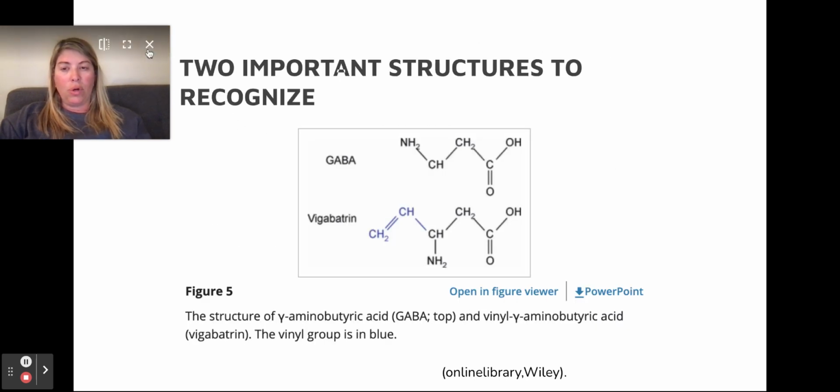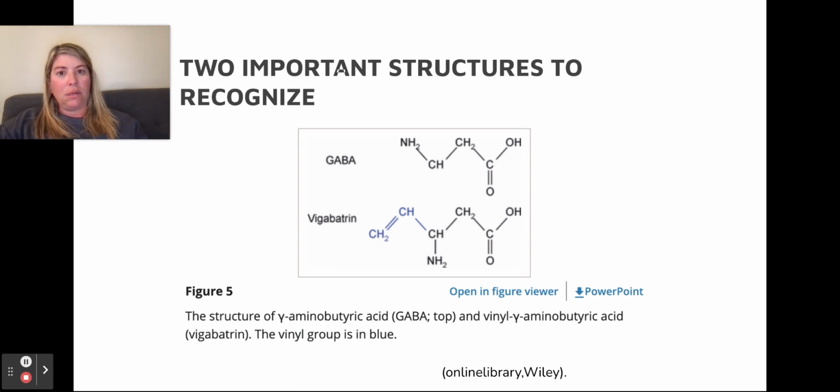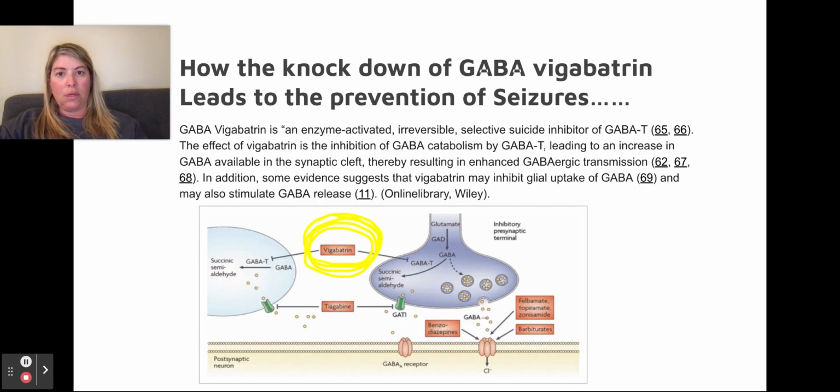So I thought it was important to look at the structures of GABA and of the vinyl GABA. So you can see the extra carbons on the side chain in blue, and the CH and the CH2, so that you're able to recognize those structures. Okay, so this image is a really good image.